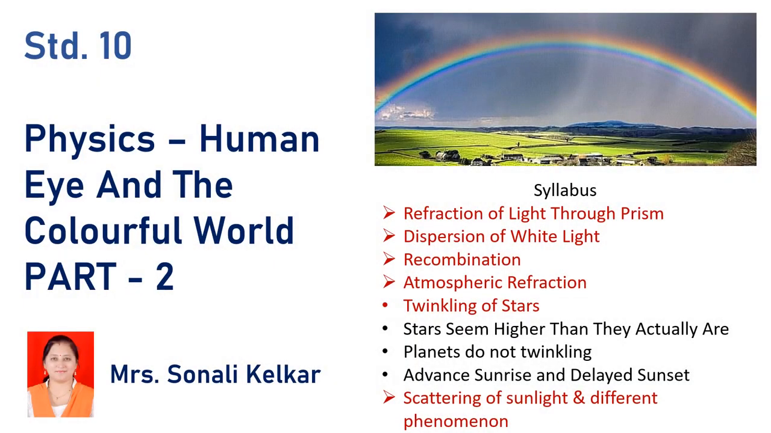Hello students, I'm Sonali Kelkar from City International School and today we are going to do the rest of the topics of our chapter Human Eyes and the Colorful World, right? We have done the refraction of light through a prism, dispersion of white light into 7 different colors, that is VIBGYOR, and recombination. The atmospheric refraction, that is what we are going to do today.